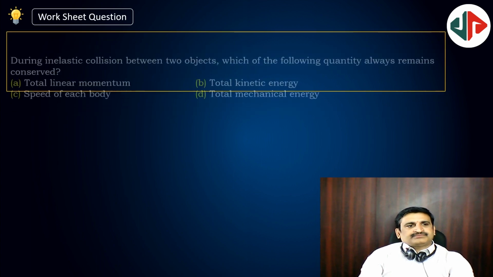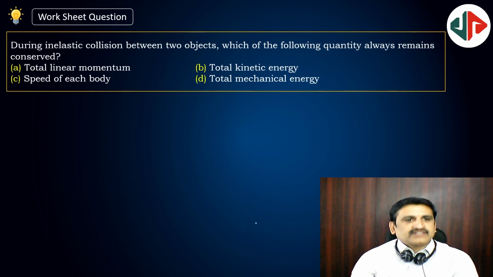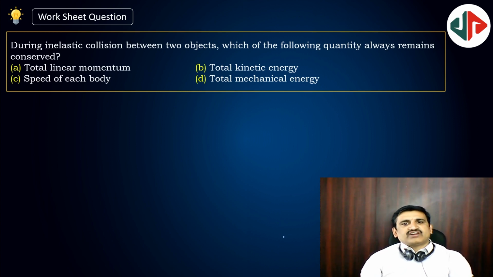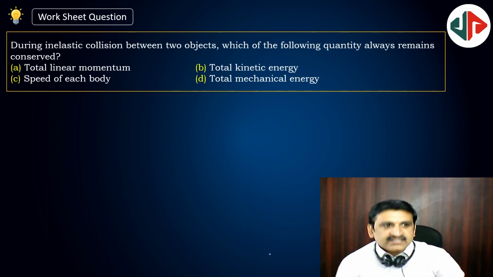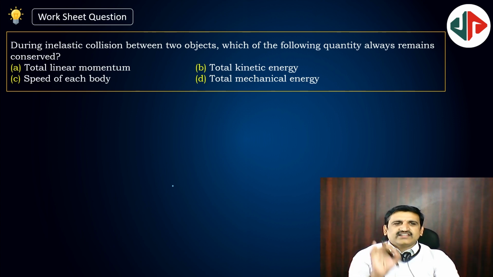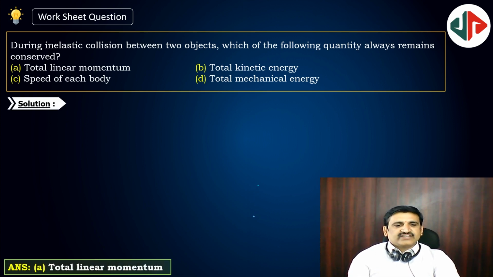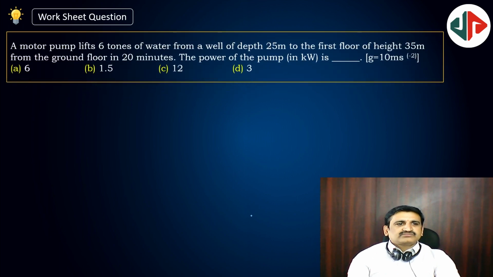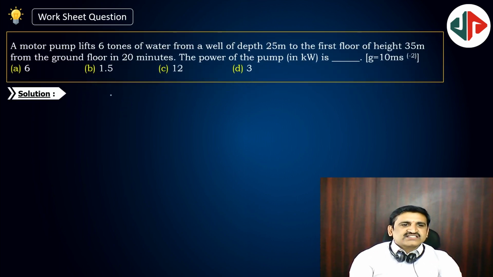Next question. During inelastic collision between two objects, which of the following quantity always remains conserved? Always remains conserved is total linear momentum. Energy is conserved only in elastic collision. In inelastic collision or whatever be the collision, in all kinds of collisions, linear momentum is conserved.